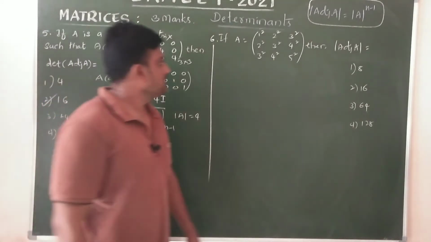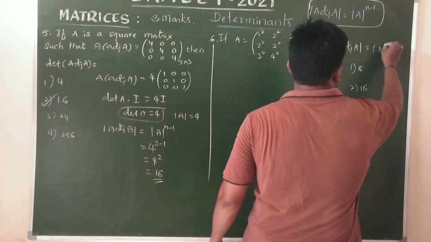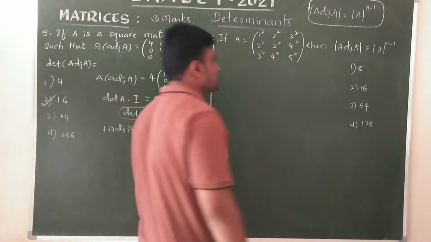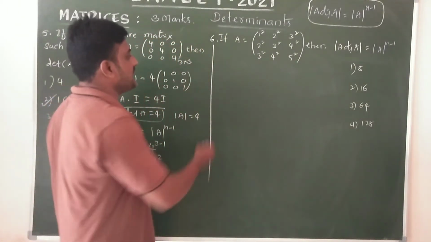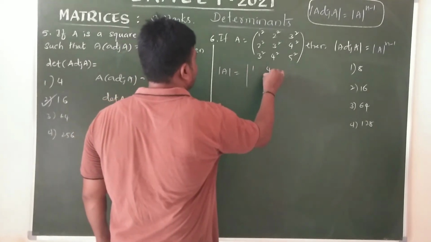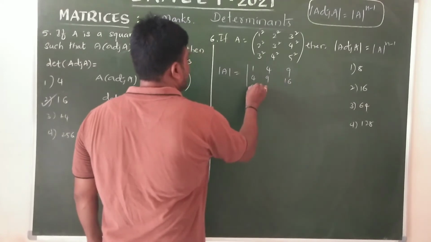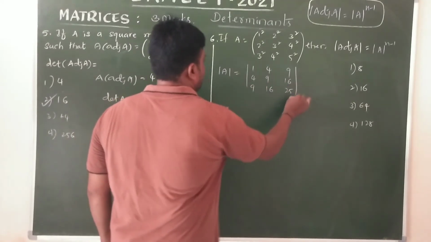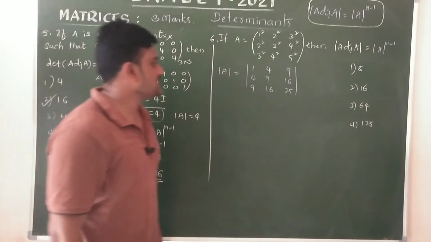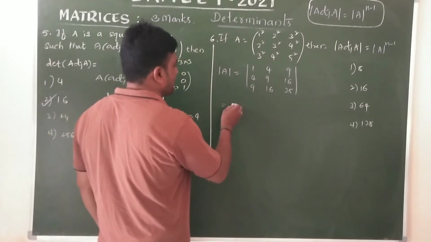Okay, next one. Here also it is the same. It is det A whole power n minus 1. So first of all we have to find det A. Then det A: 1 square is nothing but 1. It is 4, it is 9. It is 4, 9, 16, 9, 16, 25. These are all small numbers, so you can do it directly, without applying properties.